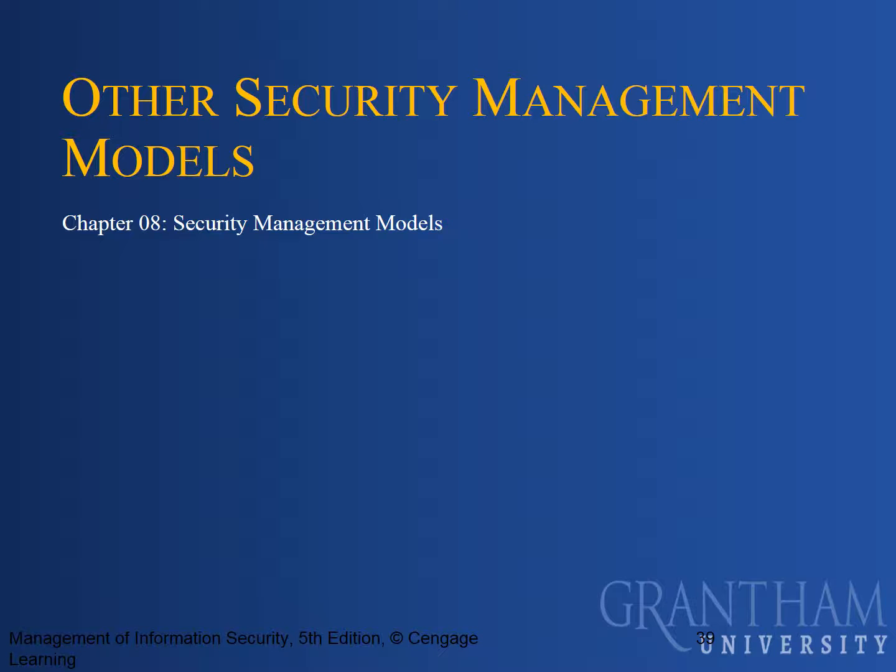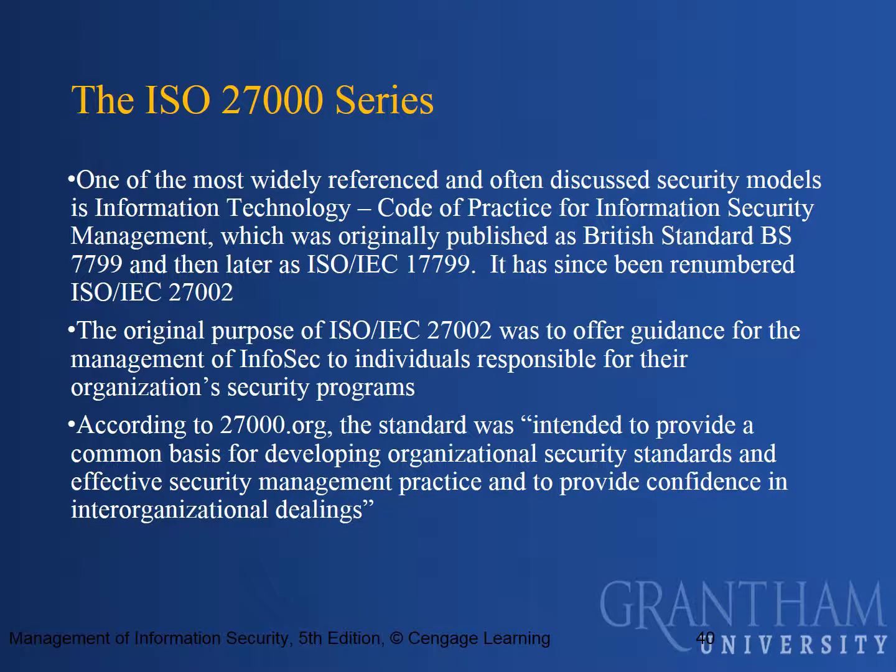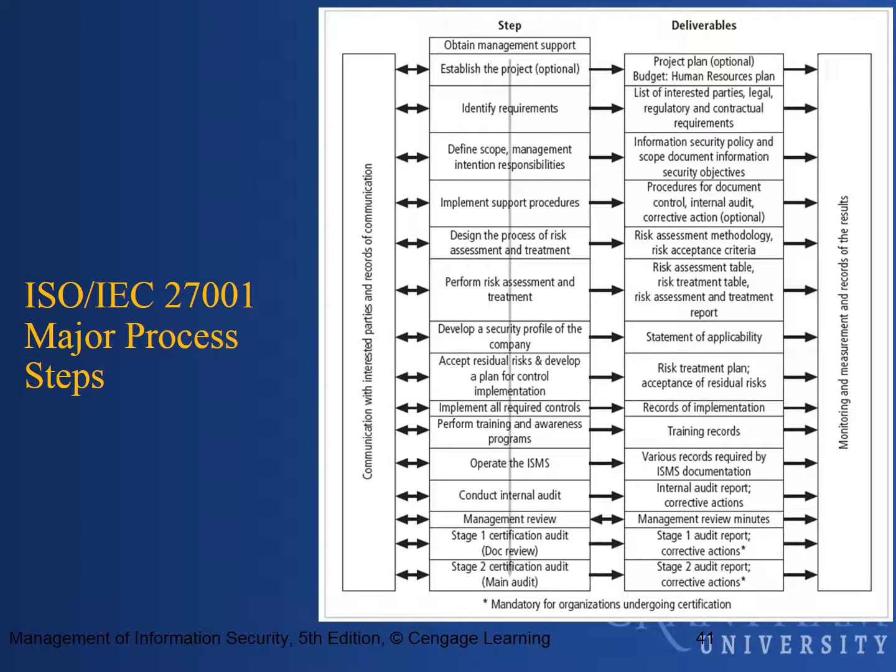Let's talk about other security management models. One of my favorite models is the ISO 27000 series. It provides information on 14 security control clauses, addresses 35 control objectives, and has more than 110 individual controls. Its companion document, the ISO 27001, provides information on how to implement ISO 27002 and set up information security management systems. Here you see a visual on the major process steps for ISO 27001.